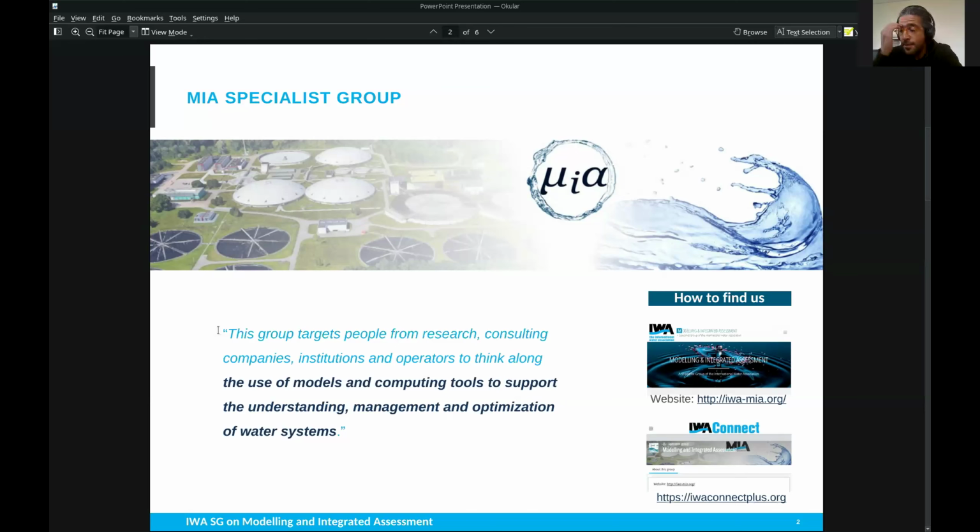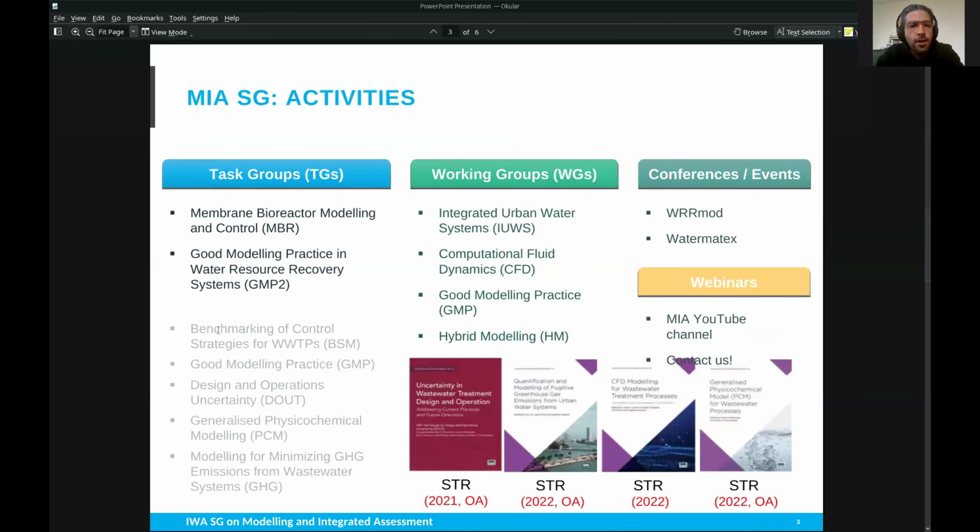We have an active IWA Connect Plus page that you can see on the right-hand side of this slide, and also the website of the MIA, which is quite updated with all the information about the management committee and the activities that we organize. You can get a lot of information from there. But just a brief highlight of the main activities that we organize and do at MIA.